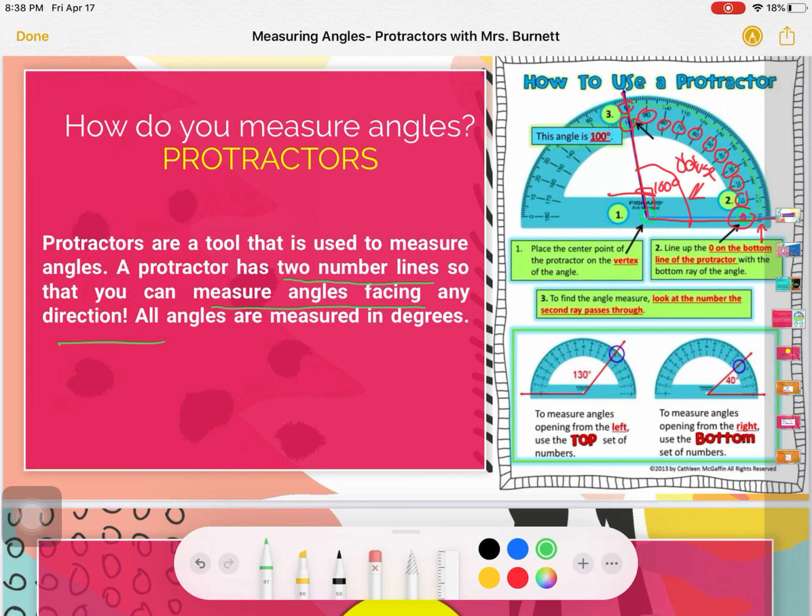So you have to make sure you're using the correct row of numbers, and I do that by looking at the bottom line that's lined up with 0, and I use that row of numbers to count up.